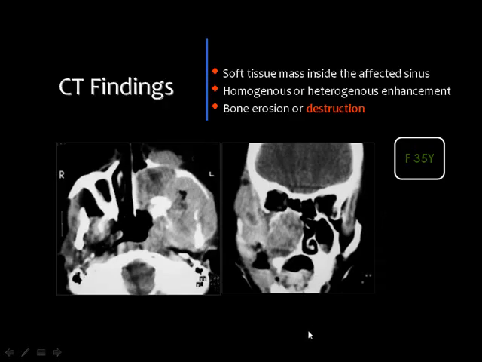Then the CT findings of sinonasal malignancies in general will include a soft tissue mass that is located inside the affected sinus. This mass will show heterogeneous enhancement compared to the mucosa, for example, which will show marginal enhancement. And the most important feature is aggressive bone destruction compared to the regular or smooth expansion caused by the mucosa. Then you can see here a mass inside the maxillary sinus that has extended into the cheek, filling the infratemporal fossa, as well as destroying the mandibular ramus.